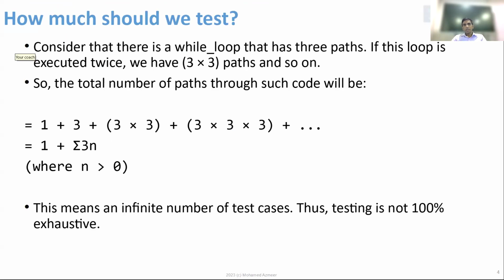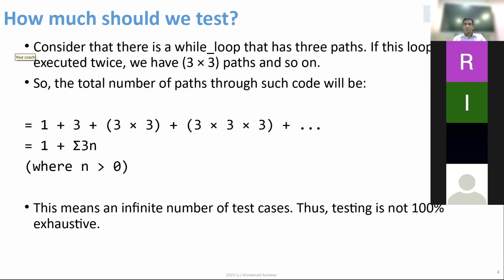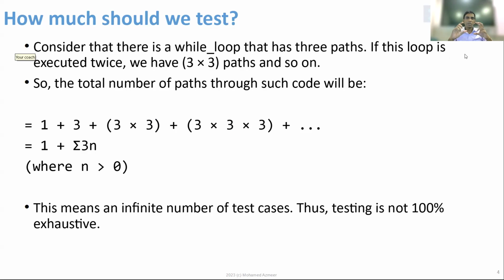So next question: okay, first question, who's doing the test? There is also another very valid question: how much to test? What does that mean? There has to be a limit as to how much we can test. Is there a stopping time? Is there any time where we stop testing?